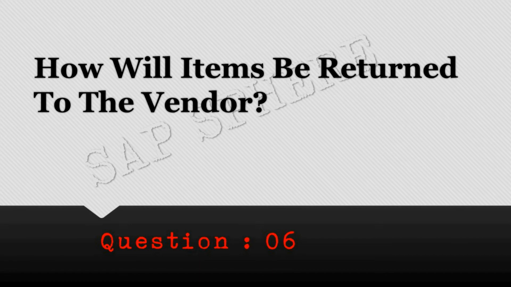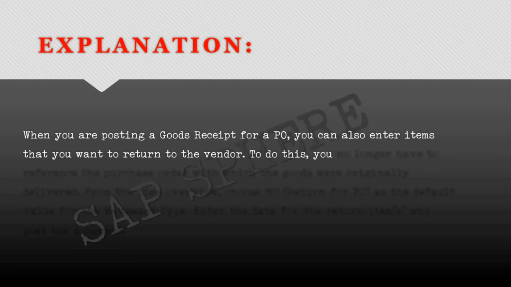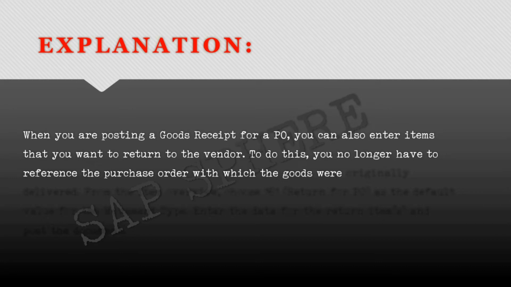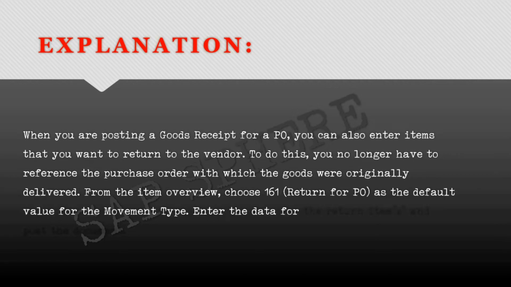How will items be returned to the vendor? When you are posting a goods receipt for a purchase order, you can also enter items that you want to return to the vendor. To do this, you no longer have to reference the purchase order with which the goods were originally delivered. From the item overview, choose 161 as the default value for the movement type. Enter the data for the returned item and post the document.